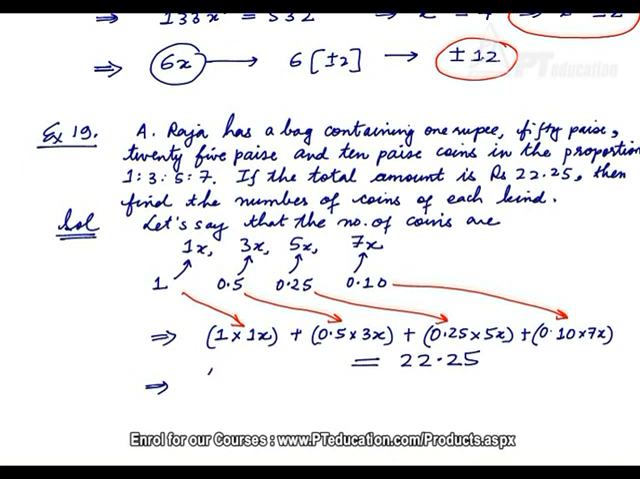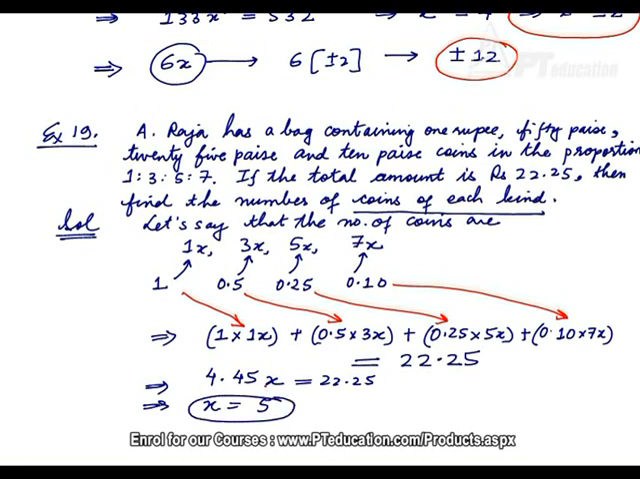So the left hand side becomes 4.45x, which is equal to 22.25. And so x will be 5. Now what is the question? The question was, find the number of coins of each kind. That is the question. Now once we know that x is 5, all we have to do is to put this value here and get all the answers.